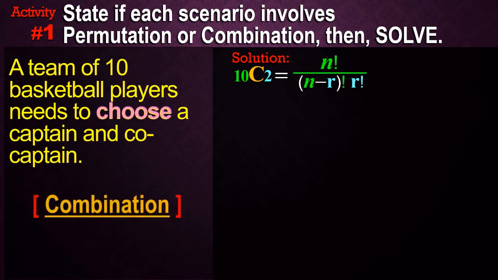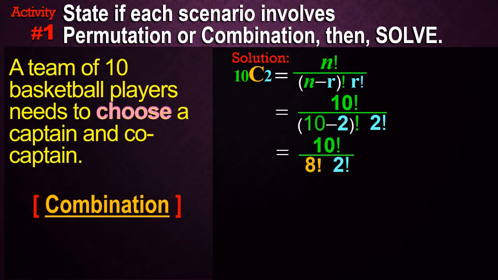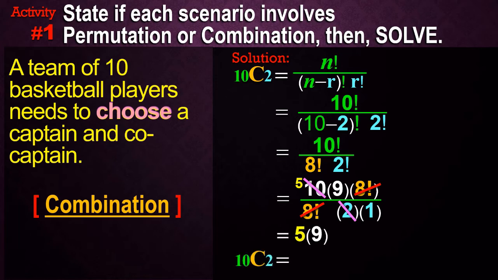Now, since we are choosing a captain and a co-captain out of 10 basketball players, we need to use combination. So, combination of 10 taken 2 at a time is equal to n factorial over n minus r factorial times r factorial. Replace n with 10 and r with 2. 10 minus 2 will give you 8. Then, expand 10 factorial up to 8 factorial because the denominator has 8 factorial. Then, expand 2 factorial, so that is 2 times 1. So, 8 factorial divided by 8 factorial. And then, 10 divided by 2 times 1. So, the remaining numbers now are 5 and 9. So, 5 times 9 will give you 45. So, there are 45 choices.